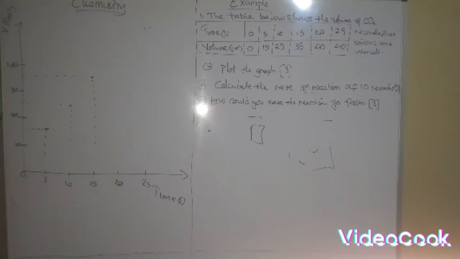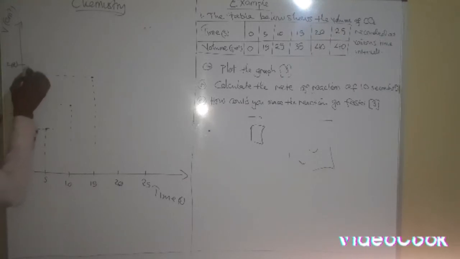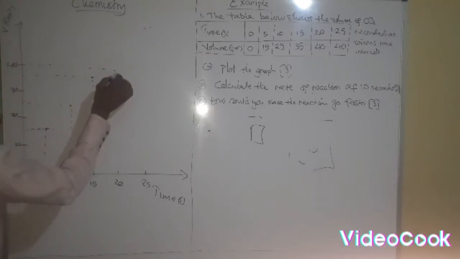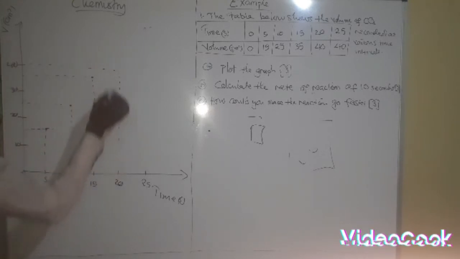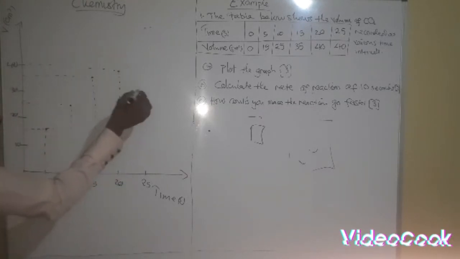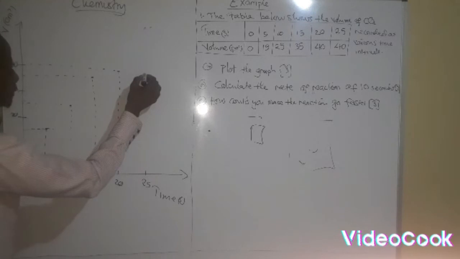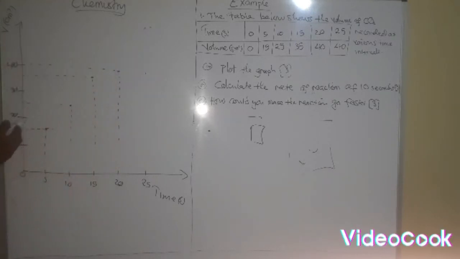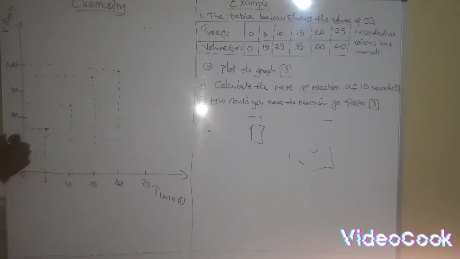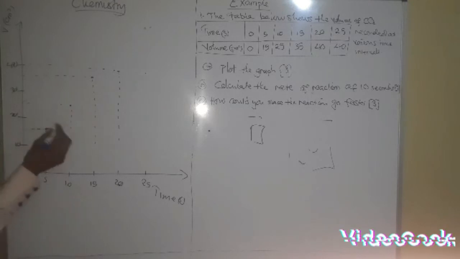Then we have 20, 40. Okay, that is my point there. Then the other one, we have 25, 40 again, which will be just there. Now you need to draw a curve through all those points there. You draw a curve through all those points. So it should be smooth, please. Draw a smooth curve.